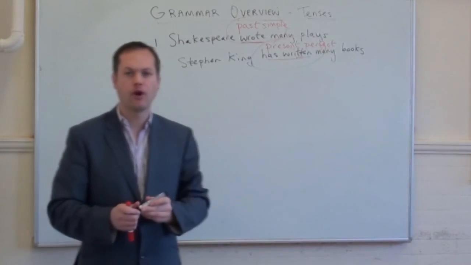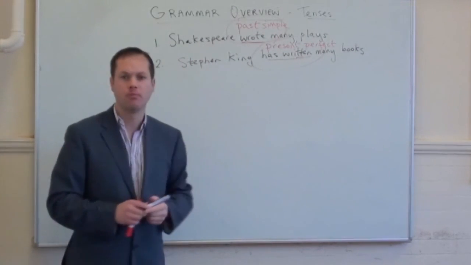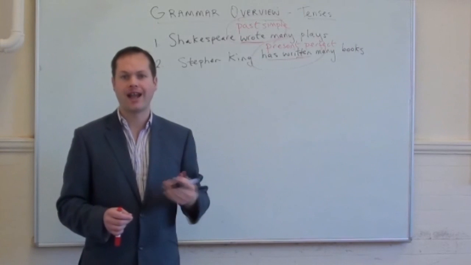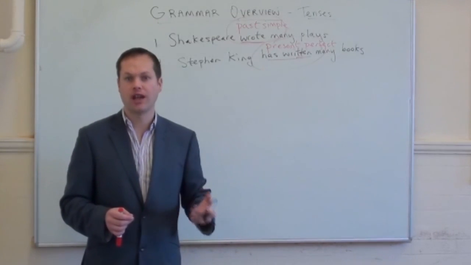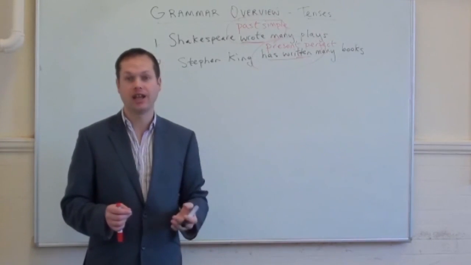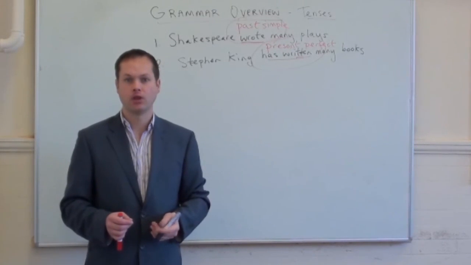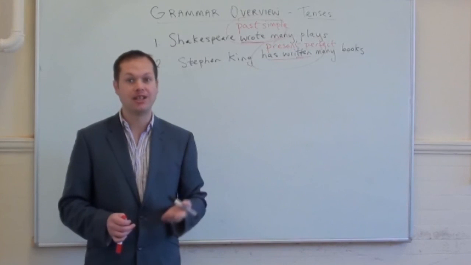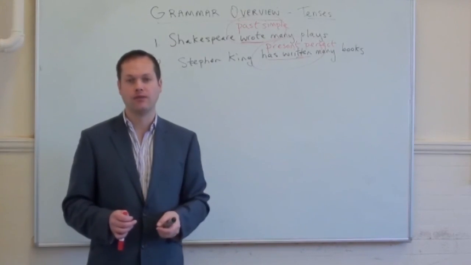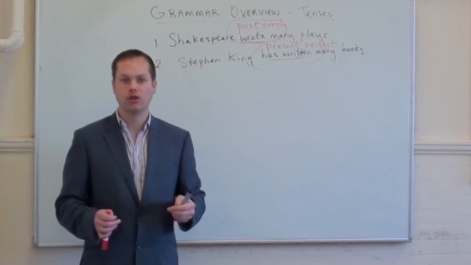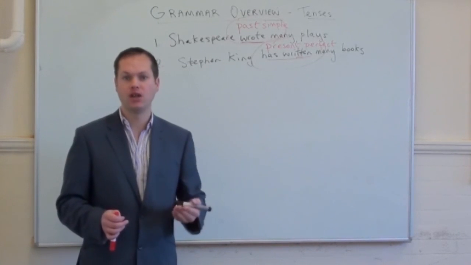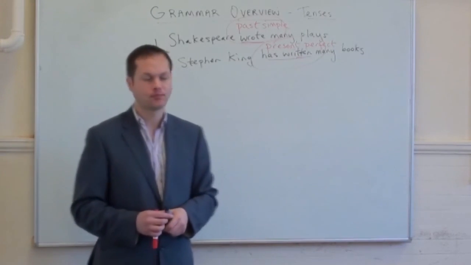Well, the first example, the past simple, we use it to talk about actions which are finished. Finished actions in the past, completed actions in the past. So Shakespeare lived about 400 years ago and he's dead. He's been dead for a long time. All his writing is finished. Therefore, we can use the past simple tense for finished actions in the past.